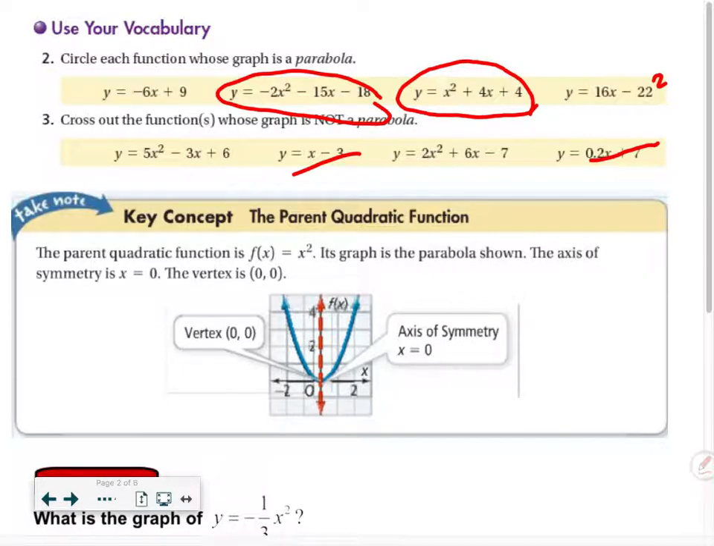Alright. I think we've dealt with x squared a couple times. That's our parent function. This y equals x squared. Its vertex is at 0, 0, which means its axis of symmetry is the y-axis, or x equals 0.